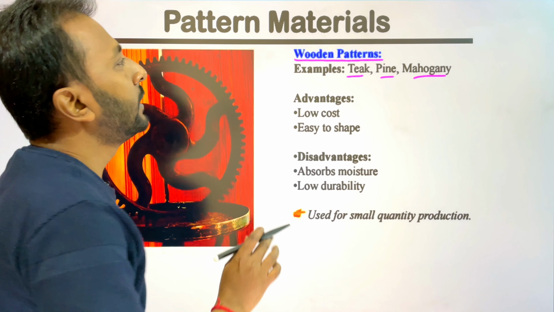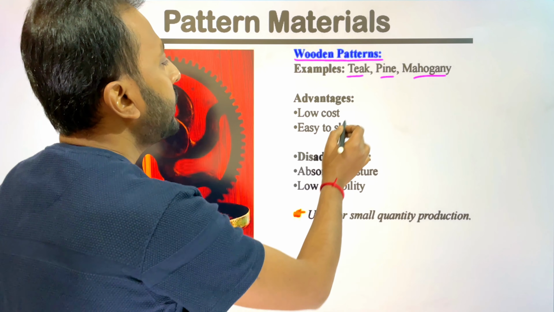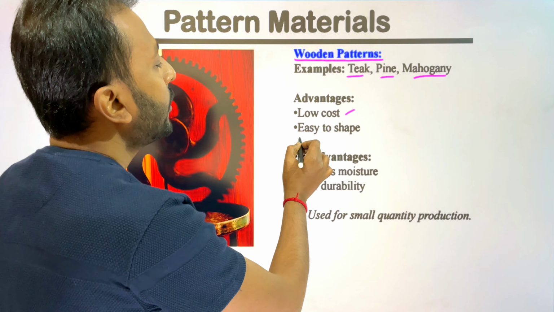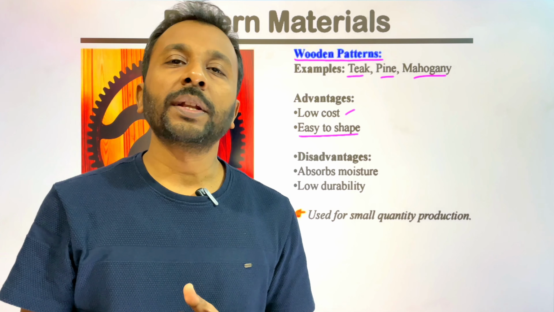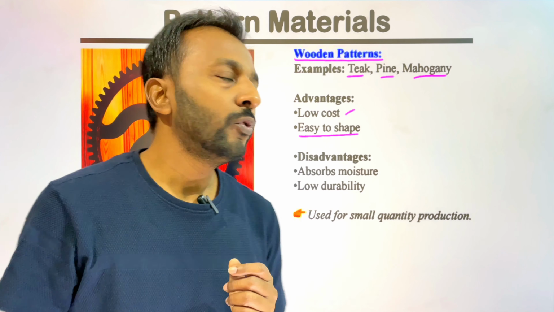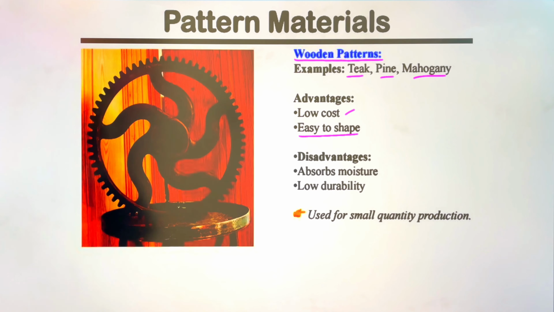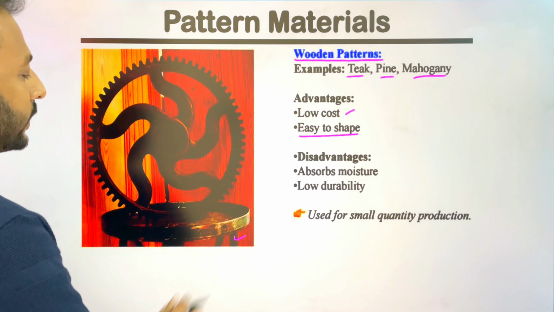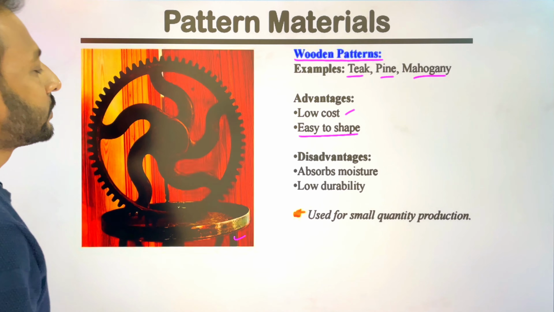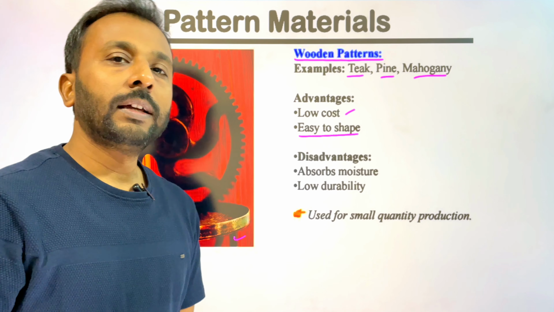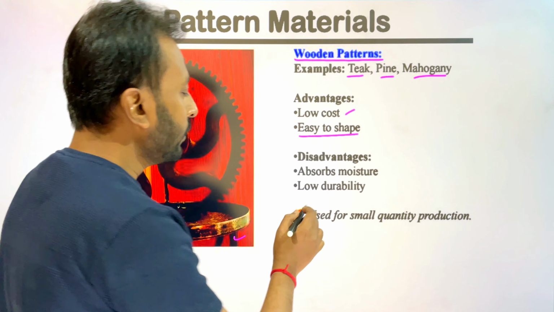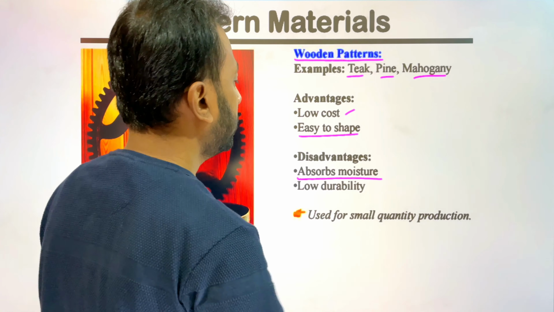So what is the advantage of the wooden pattern? It is low cost and the wood is very easy to shape. The wood is soft material, so it will be very easy to shape like any kind of pattern. In this figure we can see one pattern of wood. So this is the wooden pattern. It also has some disadvantages. So first one is it absorbs moisture.